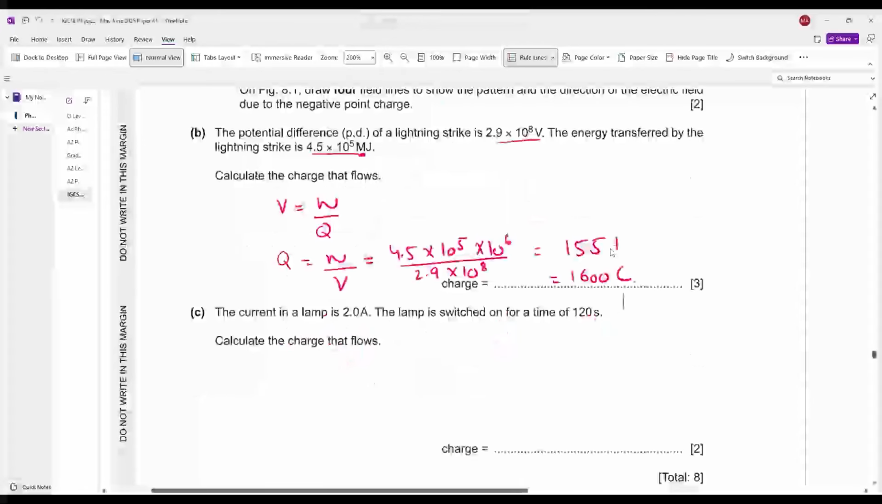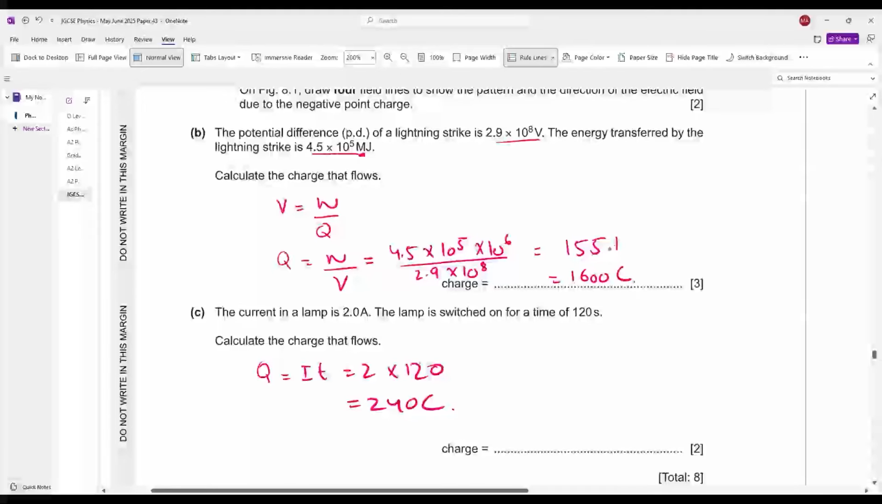Let's further move ahead. The current in the lamp is 2 ampere. Calculate the charge that flows. Okay, how will you do that? Charge is equal to I T. Current is 2. Time is 120. Charge क्या आ जाएगा? 240 coulombs. Always remember the unit of charge is always coulomb. सही है. Unit of charge क्या होता है? हमेशा coulombs होता है. Okay.